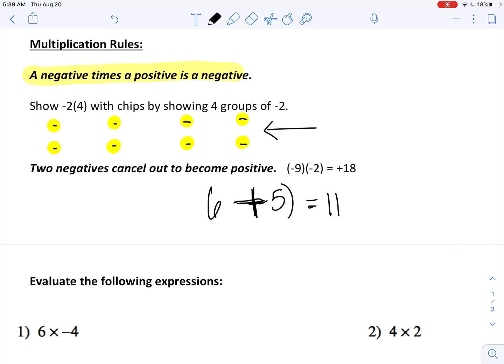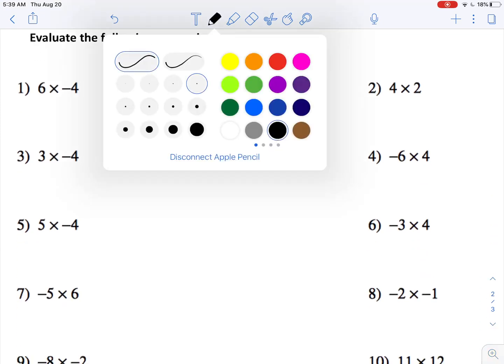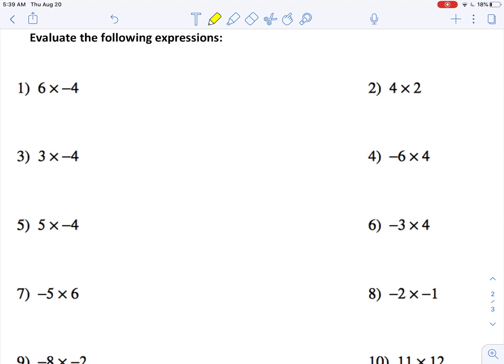So let's evaluate the following expressions. And we've got to think about, do I have two negatives to cancel out? Or do I just have one negative? It's going to give me a negative answer. Or do I not have to worry about negatives at all?